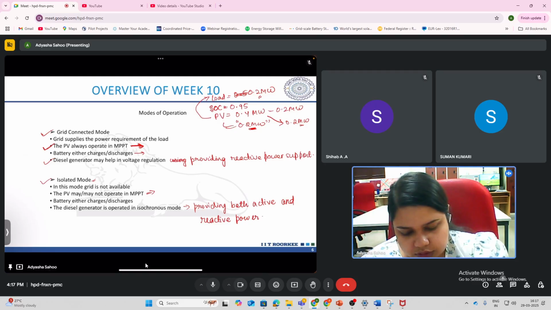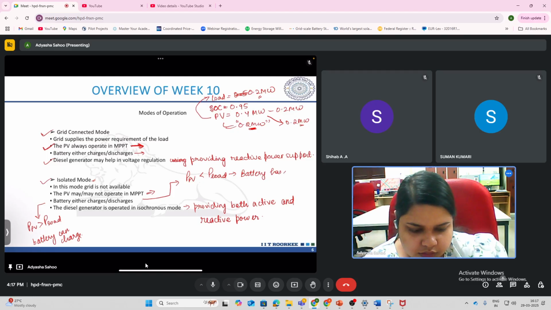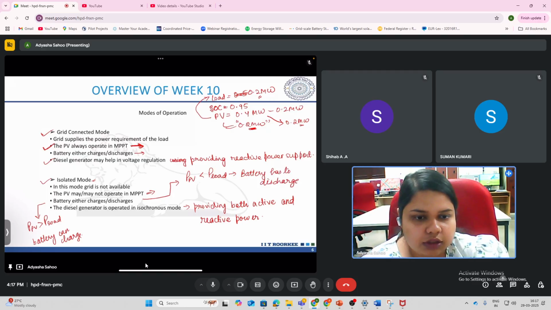Now again, the battery will charge or discharge. If your PPV is greater than P load, the battery can charge. And if your PPV is less than the load demand, then the battery has to discharge. So here you have two options: either you can discharge your battery or the DG can provide the power. We'll see what the logic is, which has to step up first, the DG or the battery.